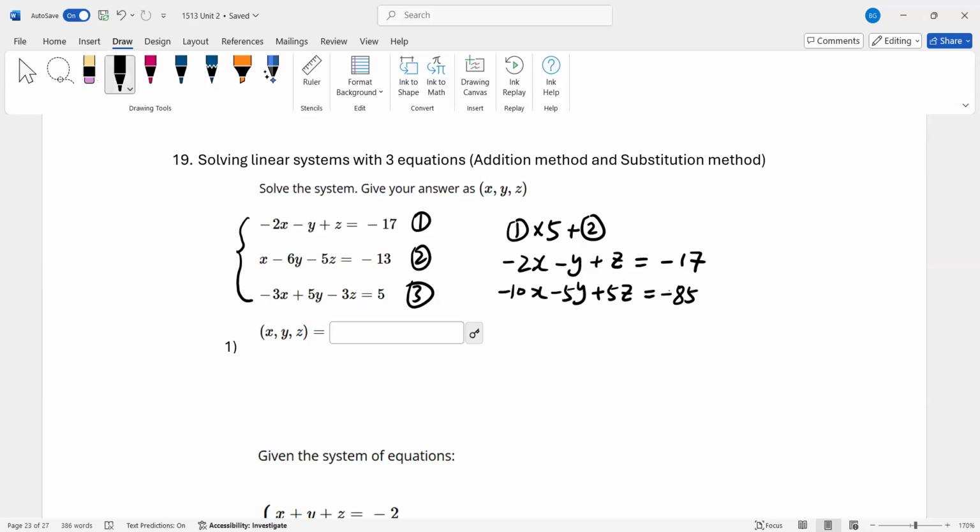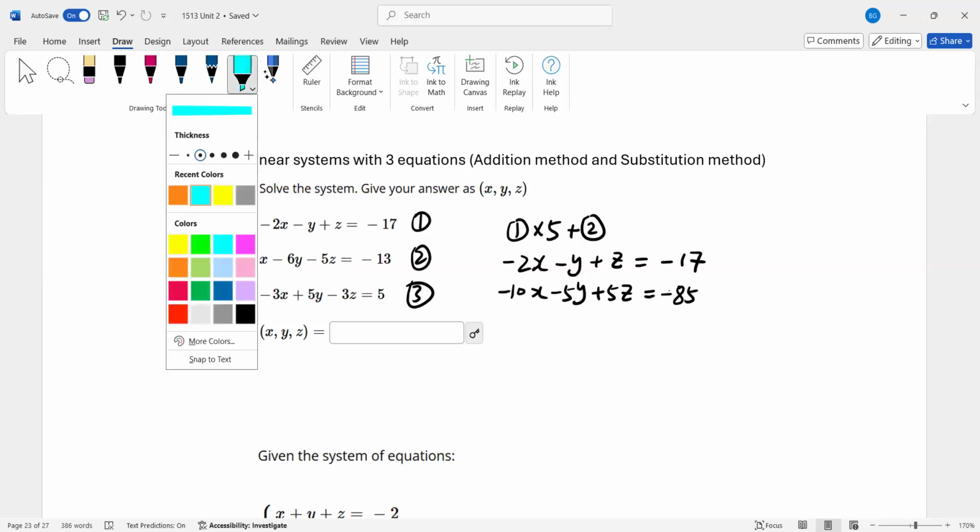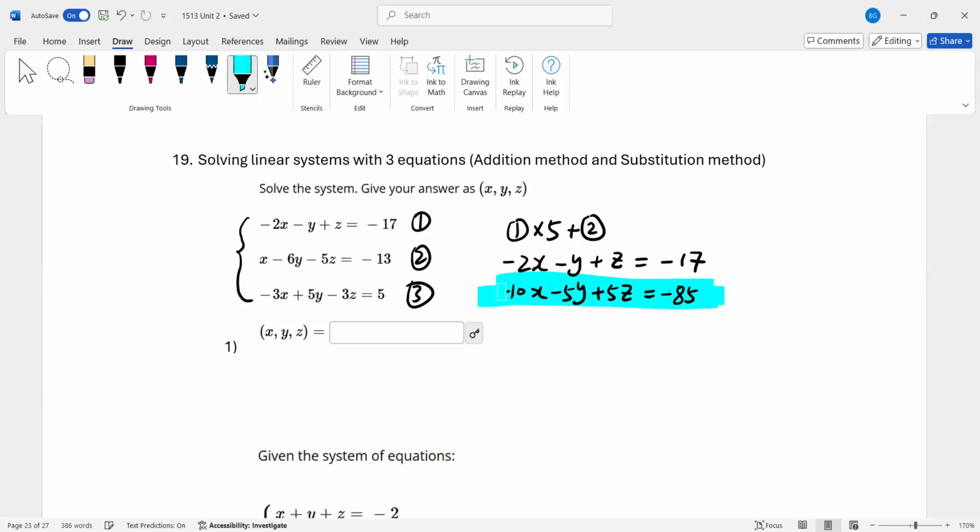Yeah, and this is 5, 5, 5. Okay, very good. So this part, let me use the color scheme. I got this equation by multiplying equation 1 by 5, all right? And then I'm going to add it on top of equation 2. Equation 2 is x minus 6y minus 5z equals negative 13. This is equation 2, okay? Let's add those two together.